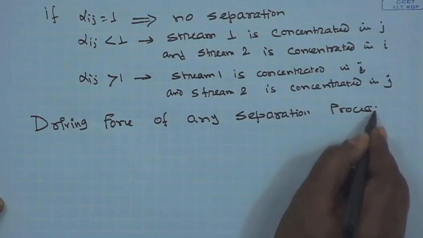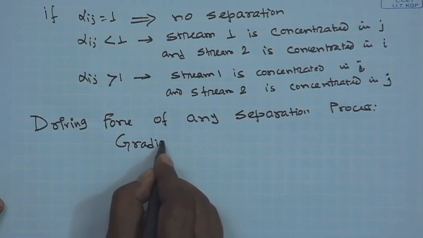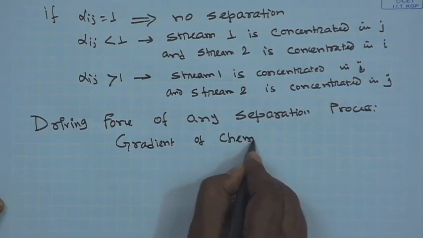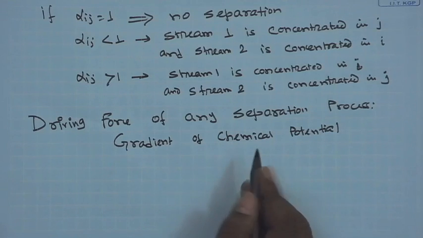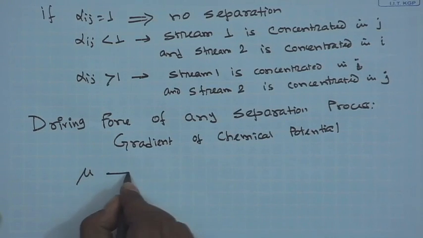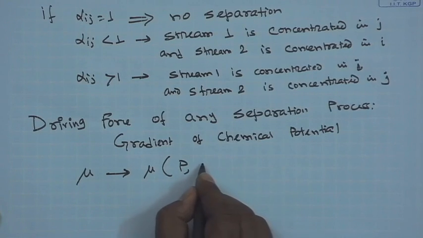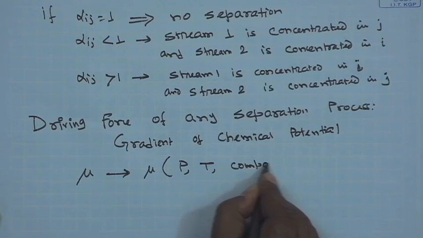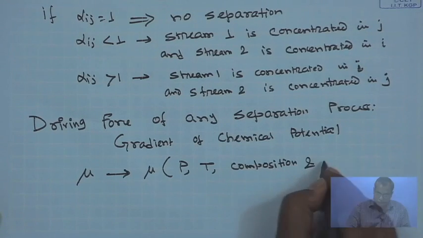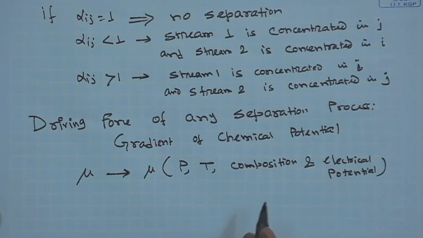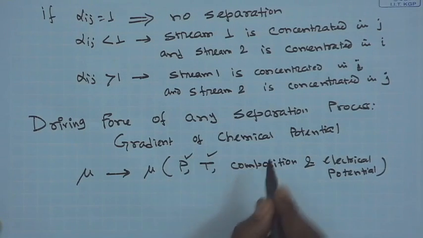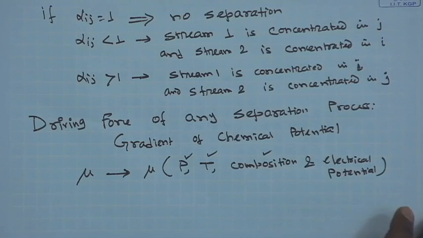The driving force of any separation process is the gradient of chemical potential. Now, all of you must know about chemical potential. If you forget, you just brush up your idea of basic thermodynamics. Chemical potential will be a function of, if you remember, pressure, temperature, composition and electric potential of the system. Typically, in an uncharged system, we will have only these three independent thermodynamic properties influencing chemical potential. Now, chemical potential is not a directly measurable property; only pressure, temperature, composition, etc. are directly measurable.